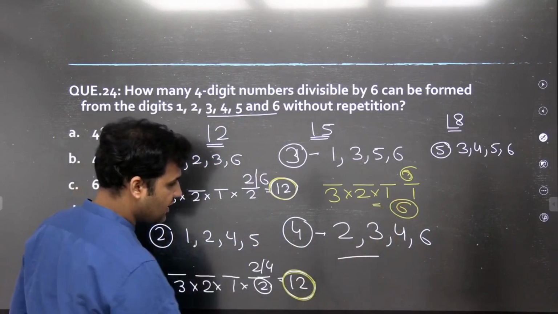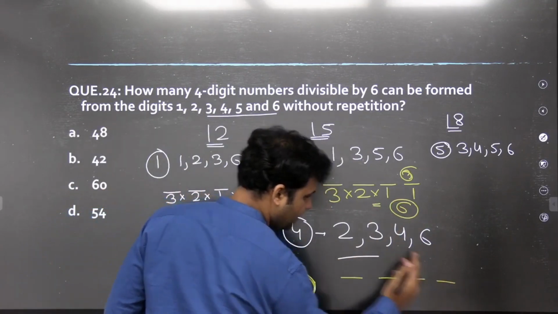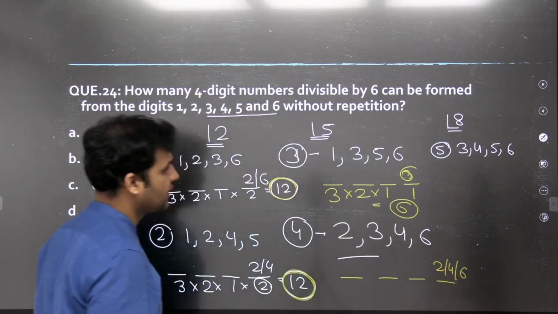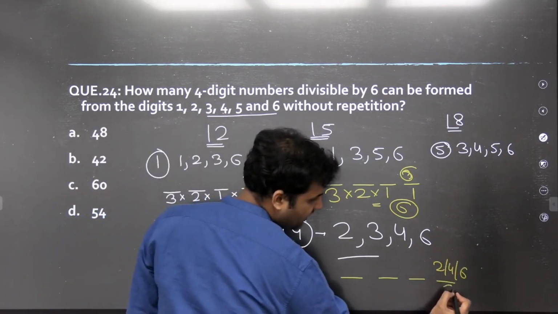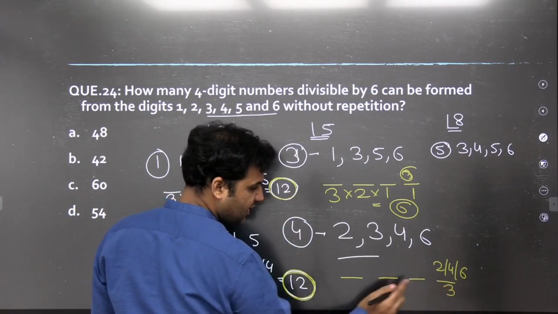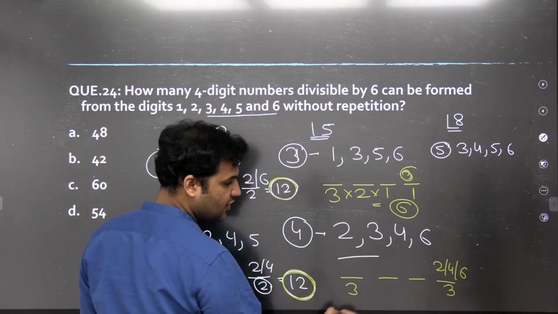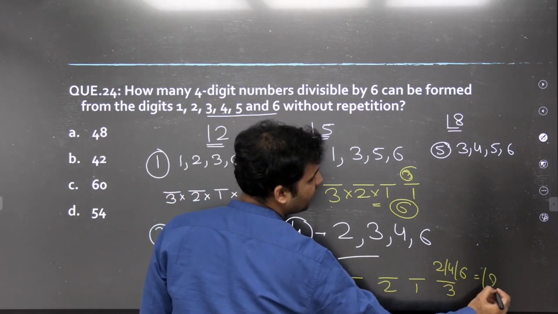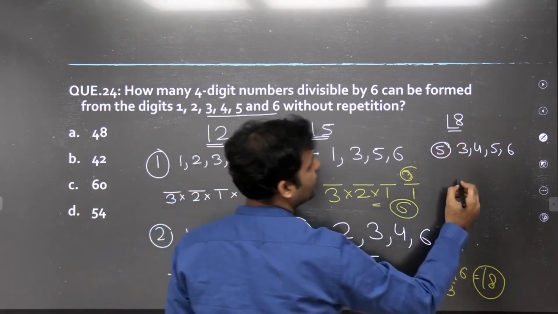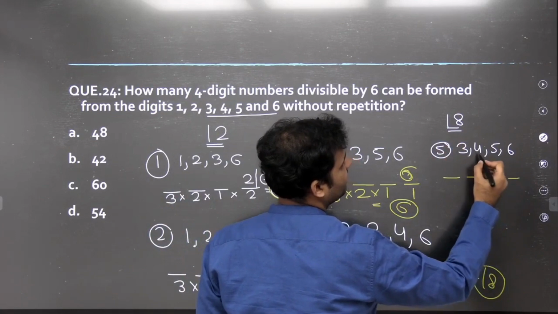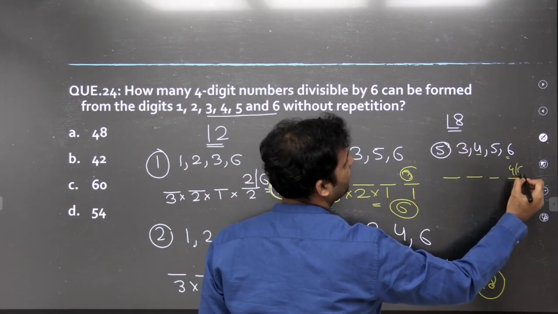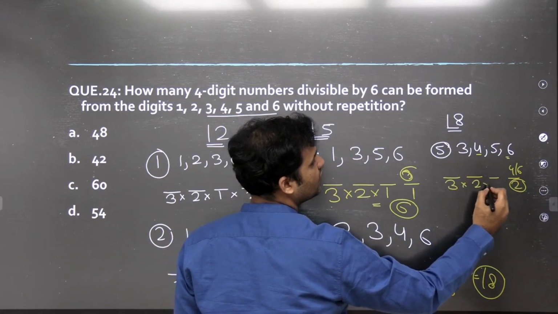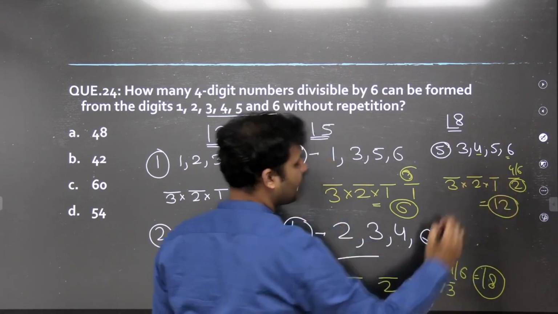And if you talk about this case, you see that you have 3 even numbers. So any of these 2, 4 or 6 can come over here. So that means this place can be filled in 3 ways. Once a digit is placed over here, this place also can be filled in 3 ways, 2 ways, 1 way. 3 into 2 into 3, you'll have 18 numbers. What about this case? Here again you can see 4 or 6, 2 even numbers are there. That means this place can be filled in 2 ways. This can be filled in 3 ways, 2 ways, 1 way, total 12 ways, right?